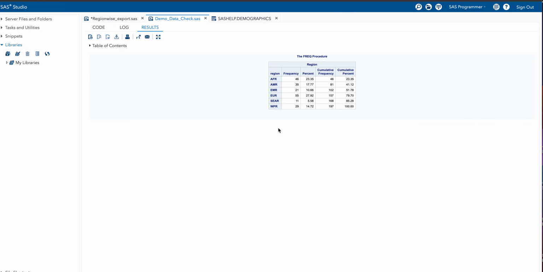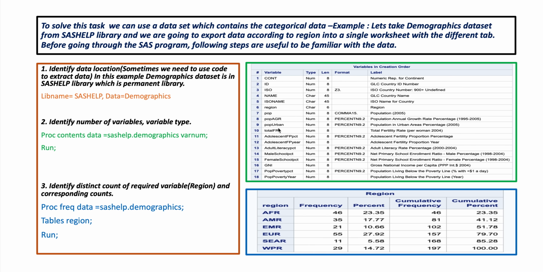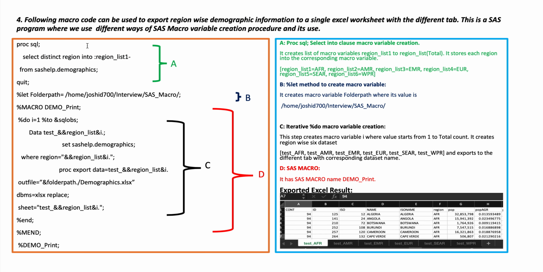Let me go back to the slide and follow step 4. The following macro code can be used to export the region-wise demographic information to a single Excel worksheet with different tabs. This is a SAS program where we can use different ways of SAS macro variable creation and their use. In this code, we use mainly 4 different ways of macro variable creation and their use. To simplify this code, I have classified it into 4 different groups.